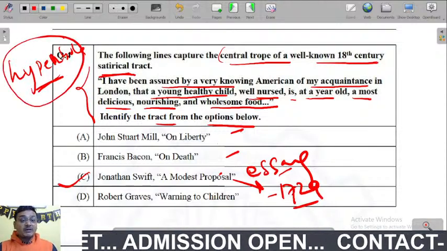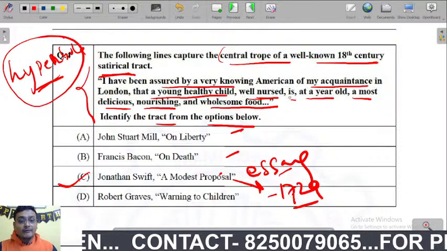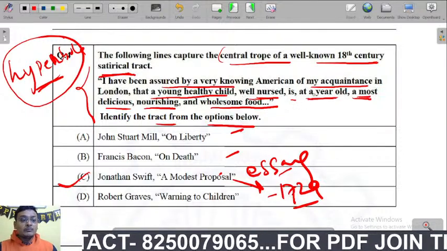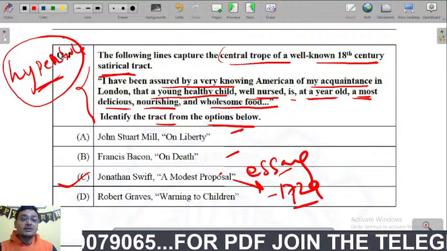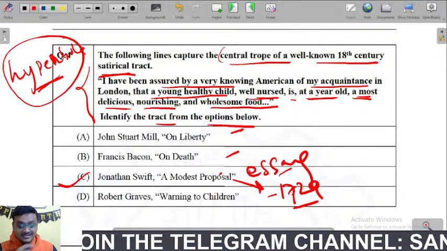I have been assured by a very knowing American of my acquaintance in London that a young healthy child, well nursed, is at a year old a most delicious, nourishing and wholesome food. That is actually hyperbole. So Jonathan Swift's A Modest Proposal is the right answer.